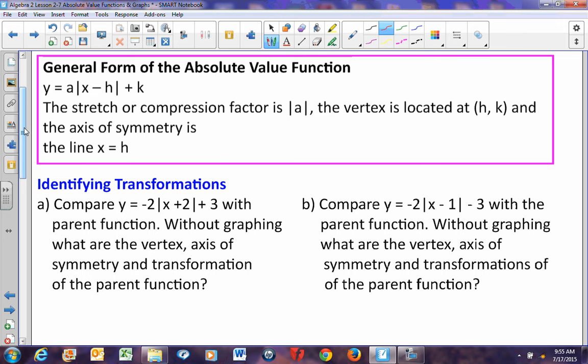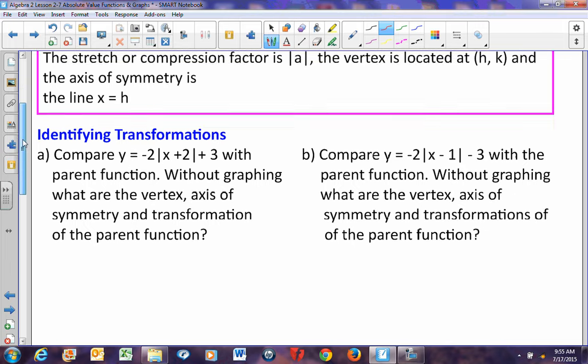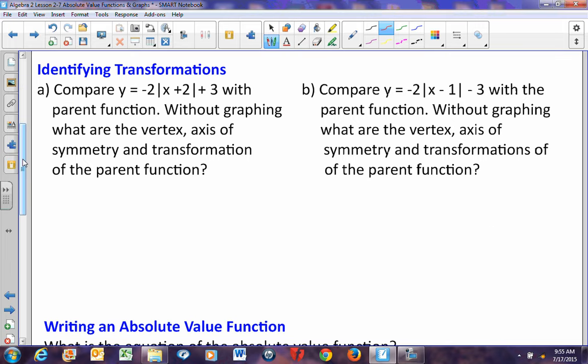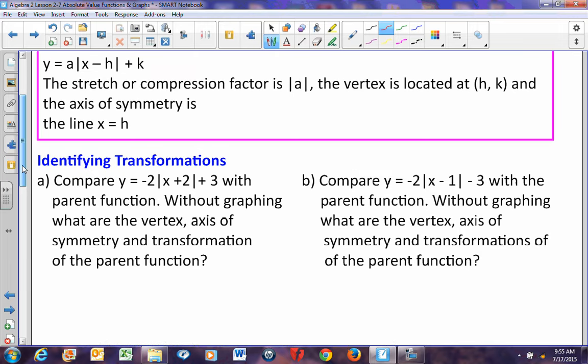So, let's take a look at this. It says, compare y equals -2 absolute value of x plus 2, plus 3, with the parent function. Without graphing, find the vertex, axis of symmetry, and transformation to the parent function. So, this isn't too bad. My vertex, remember, if you look back at the parent function up here, it says the vertex is located at (h, k).